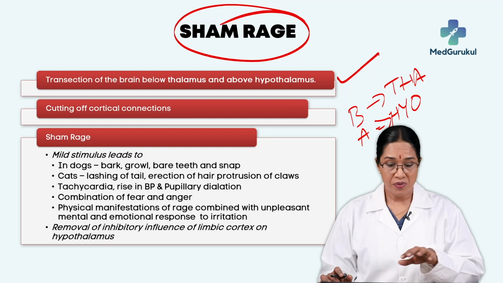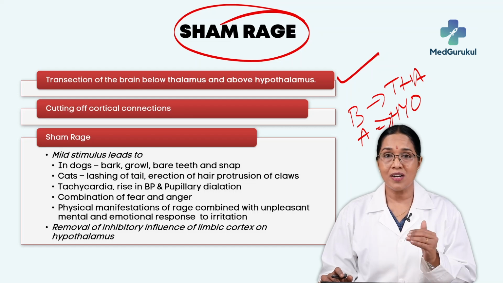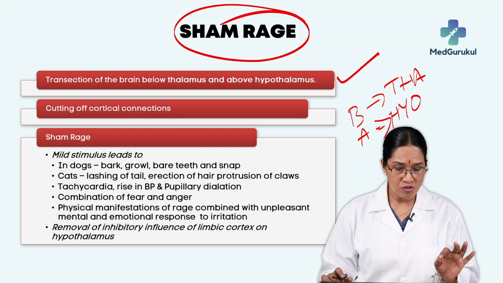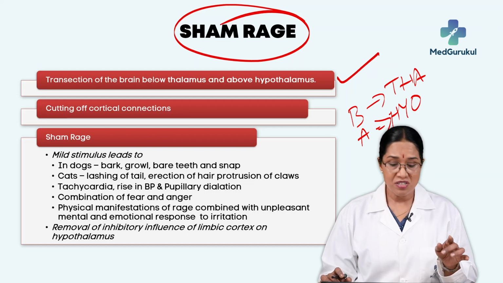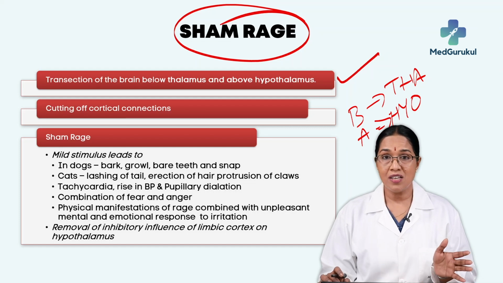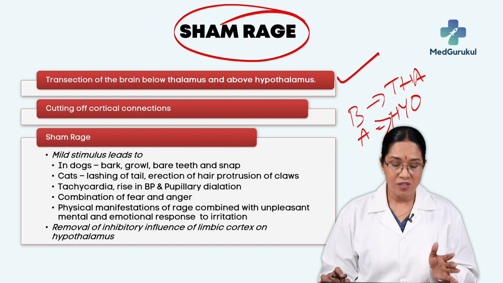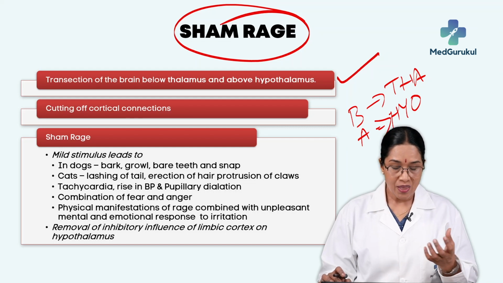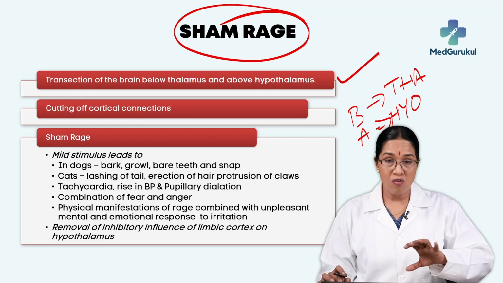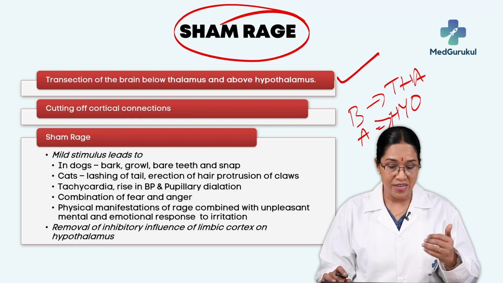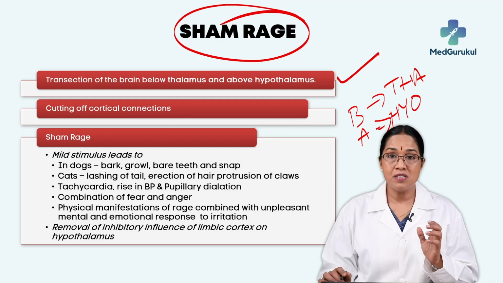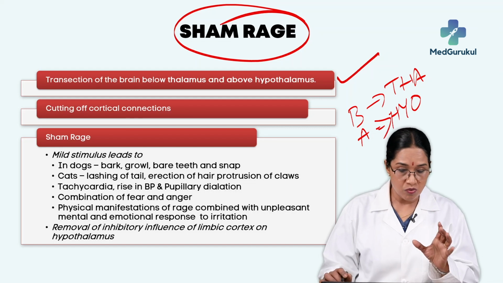Now, in cats, with this experimental setup, the cortical connections cut off below the thalamus, above the hypothalamus, even a mild stimulus makes the cat lash its tail. There is erection of hair, protrusion of claws, tachycardia, rise in blood pressure, pupillary dilation. There is a combination of both anger and fear together, and physical manifestations. All these are the physical manifestations of rage or anger, isn't it? It is combined with an unpleasant mental and emotional response to irritation.